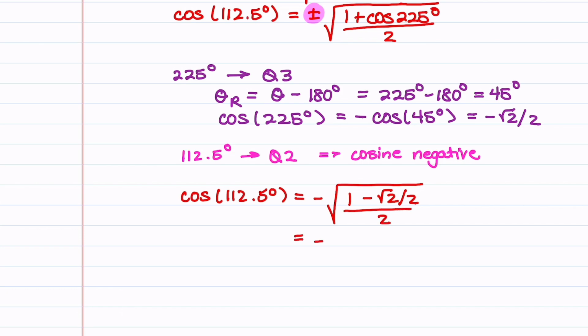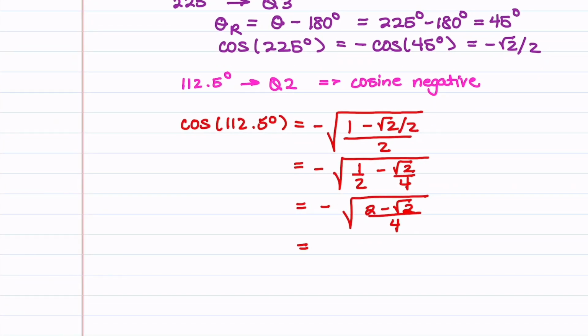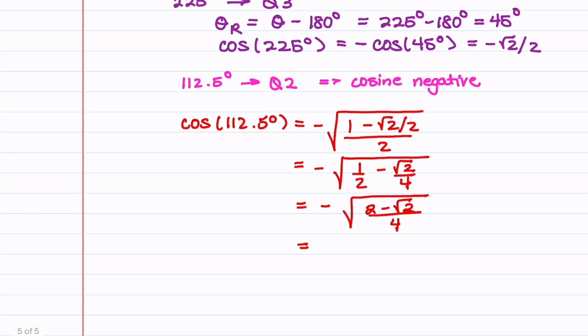Let's rewrite this in a different way so that we can see our fractions easier. Let's write this as 1/2 minus root 2 divided by 4. If we get a common denominator of 4, this becomes (2 minus root 2) over 4. We can then pull out the 4 and take the square root of it, so our answer becomes minus 1/2 times the square root of (2 minus the square root of 2).